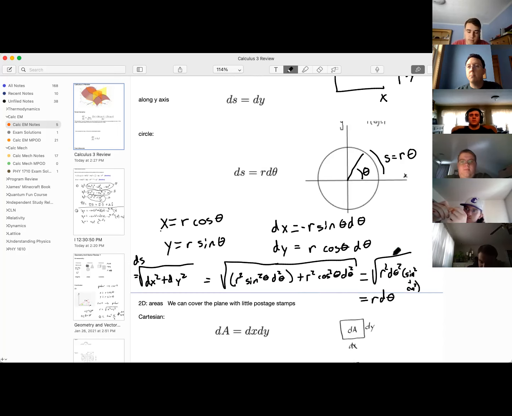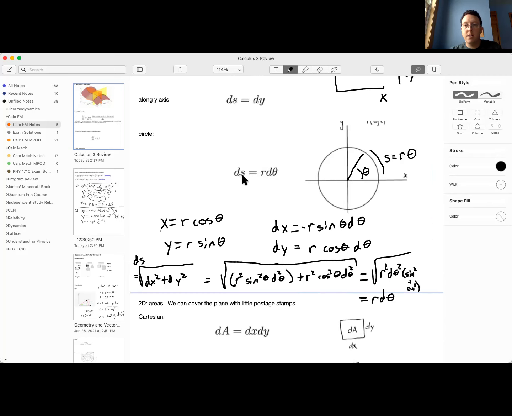So that's one way to motivate that formula, that the arc length for a circle is r d theta. You can get it from the things we saw last class and some arithmetic.